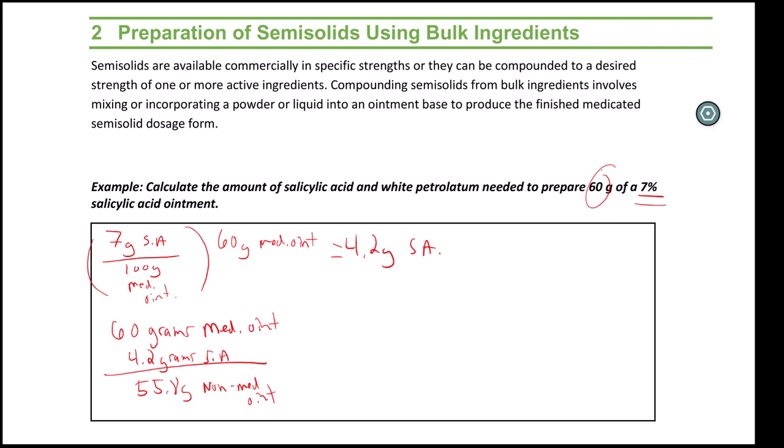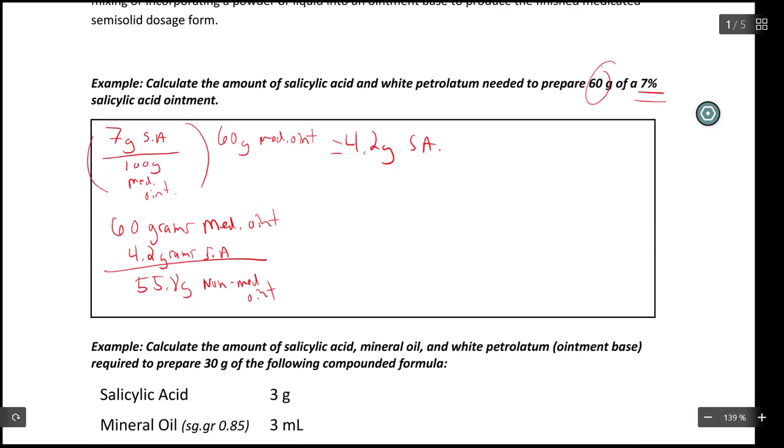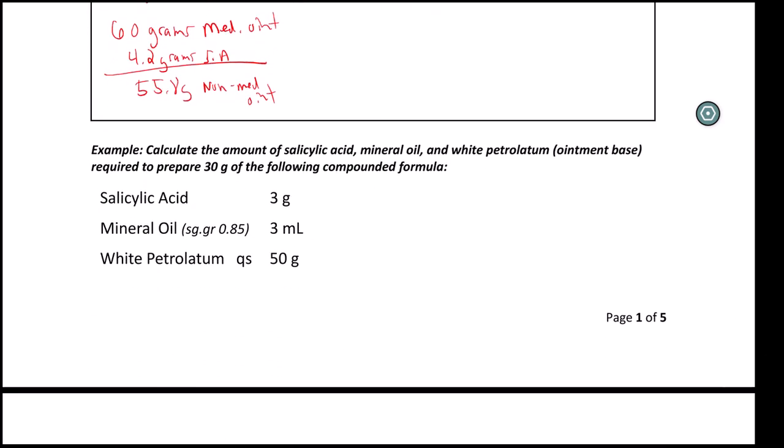Let's look at another example that has a few other ingredients in there and how we would go about approaching this. This one says we're going to make salicylic acid. It's going to be mixed with white petrolatum, which is an ointment. Most people might see it as Vaseline.